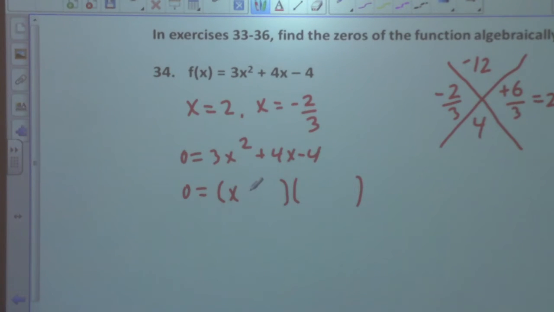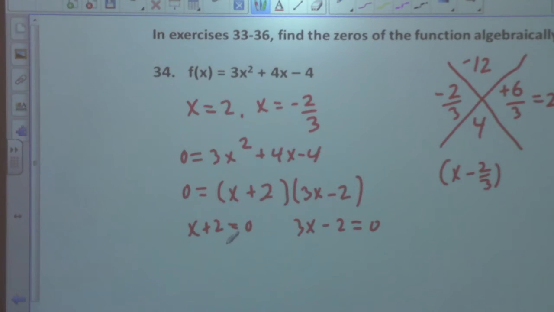x plus 2, right? And then for this other one, you have x minus 2/3, and bottoms up, that's going to be 3x minus 2. And then if we set these equal to 0, it's negative 2 and positive 2 over 3.